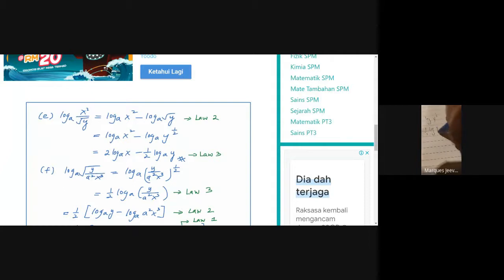Okay. What if I do this? Half log y minus half log a square x cubed. Because this a square needs the half, x cubed also needs the half. So I can bring the half in front. So this becomes half log y minus half, big bracket, log a square x cubed. Clear? Next, I'm going to split this up. So half log y minus bracket 2 log a plus 3 log x.